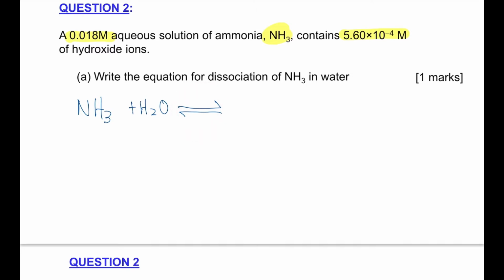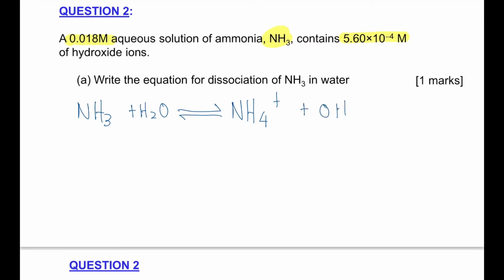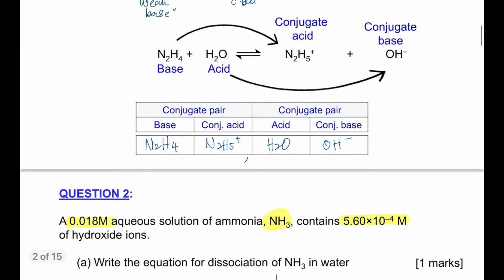Then the ammonia is a base. Base according to Bronsted-Lowry will receive proton. So after ammonia receiving proton, it will be NH4 plus and then produce OH minus. Okay, don't forget the phase. For ammonia, it is aqueous, water is liquid, NH4 plus aqueous, OH minus aqueous. Therefore, here 1 mark for your equation, correct equation with the phase. Okay, this pair is 1 mark, another pair of acid and conjugate base is 1 mark.